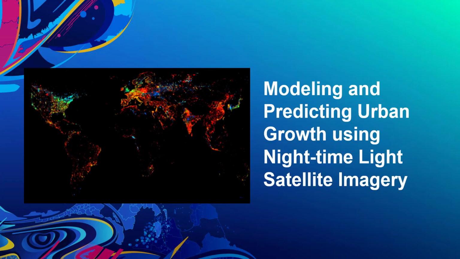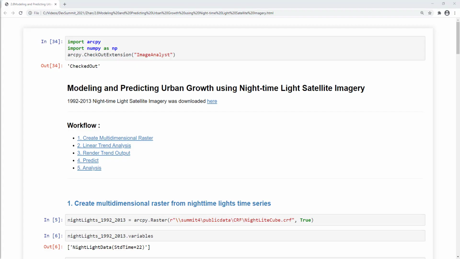In the second demo, I will show you how to do similar analysis using the ArcGIS APIs to model and predict urban growth using nighttime light imagery. This Jupyter notebook shows the full workflow which can be run directly in ArcGIS Pro. First, we need to import ArcGIS, NumPy, and check out the Image Analyst extension.